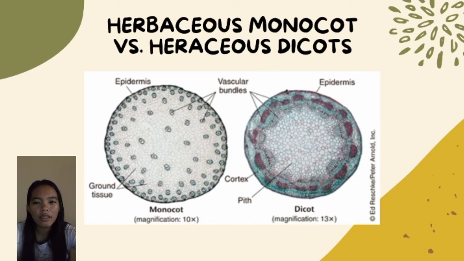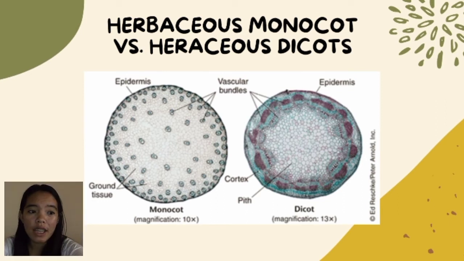In monocots, the vascular cambium is absent, while in herbaceous dicot stems it is present. Monocots do not have distinct cortex and pith, while herbaceous dicot stems have distinct areas of cortex and pith. Herbaceous monocots do not show secondary growth, while dicots show secondary growth.